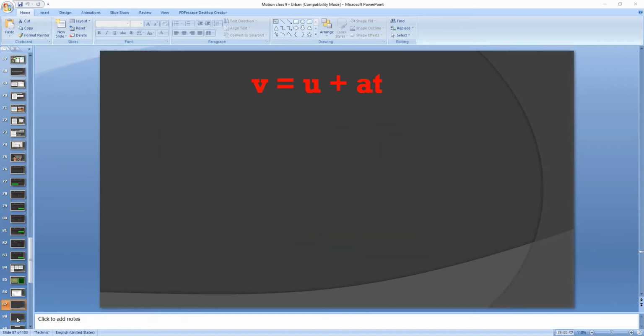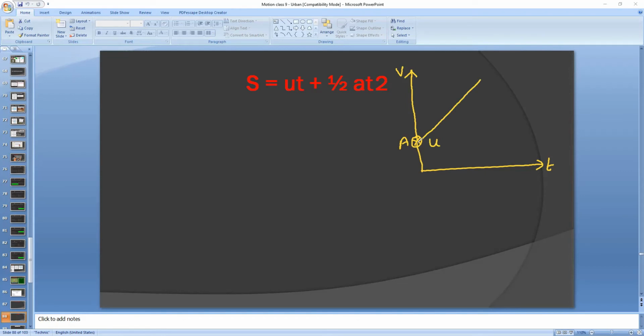Next equation, s = ut + ½at². How to derive it? On the x-axis, time t. On the y-axis, velocity v. An object at point A started with initial velocity u. It reached point B with final velocity v. The final velocity on the y-axis comes over here, from the origin up to this point. Origin to point A is the initial velocity u. The remaining distance will indicate v − u.